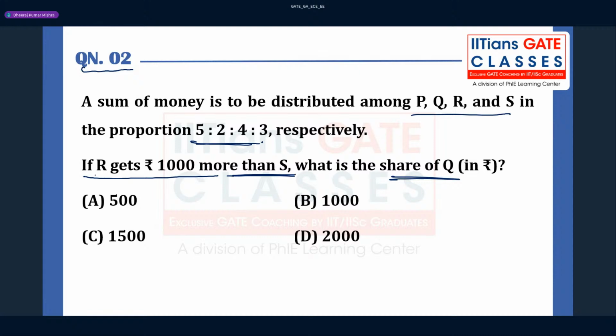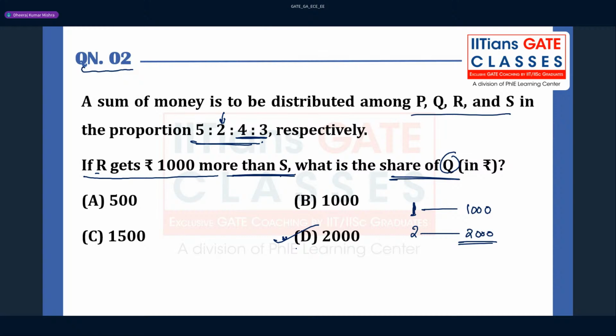See how. What they have given here is R gets 1,000 more than S, meaning the difference between R and S is 1,000. The difference between R and S, if you take 4 and 3, is 4 minus 3, which is nothing but 1. So this 1 corresponds to 1,000. That you have to keep in mind. Then the Q share will be what? Q is nothing but 2 here. So 2 will correspond to 2,000. Directly the answer will be 2,000. So you see how fast we can solve this question. Just by looking at the question, you can get the answer. So the answer for this question is 2,000.